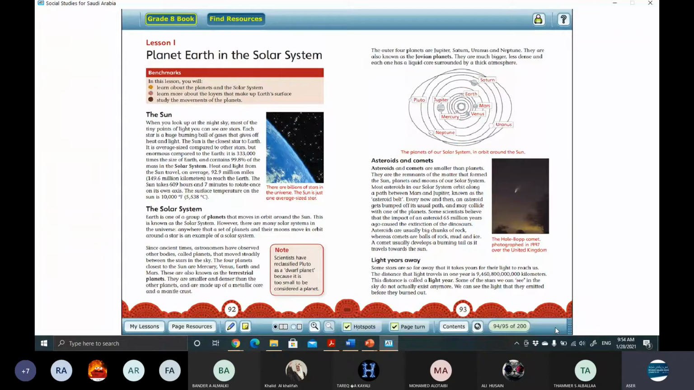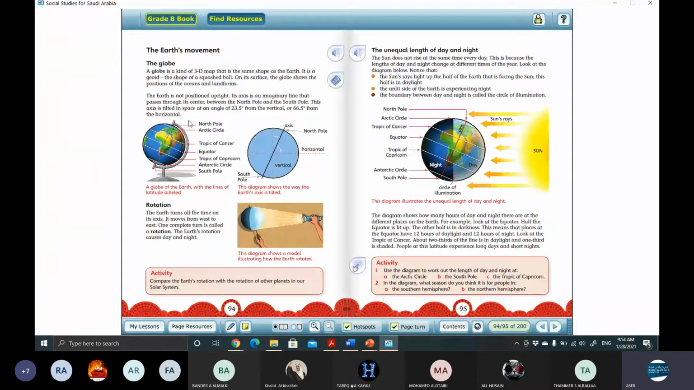Later we spoke about the Earth's movement, and we said that the slope of the Earth's axis enables us to have day and night, and the orbit around the sun is not a circular one, it's an oval one that gives us the full seasons. And we now know why there is unequal length of day and night on some parts of our planet, and this is because the axis is in a slope of 23.5 degrees.